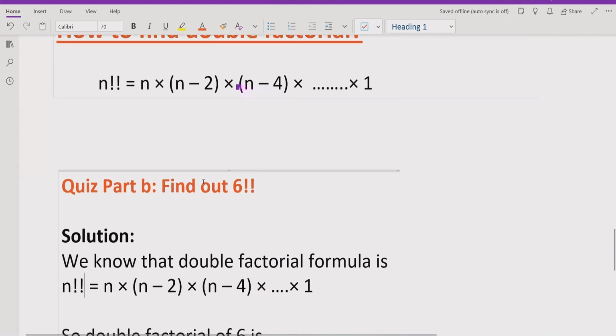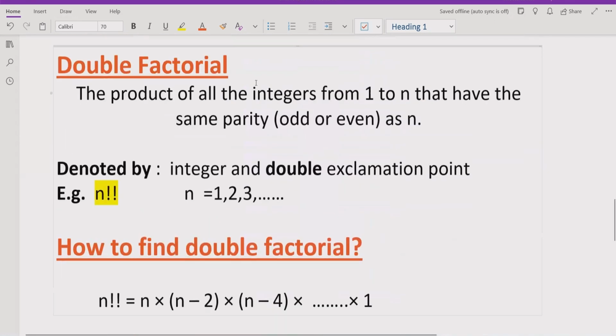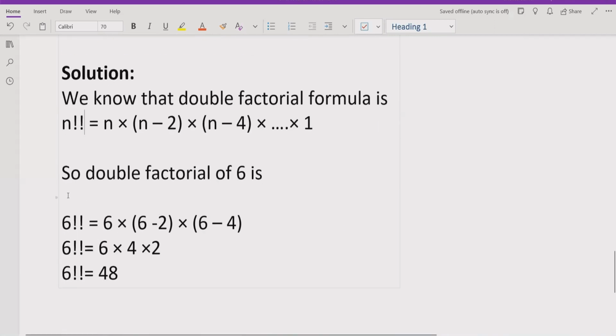Now, let's move towards part B. Part B says find the 6 double factorial. We know that for the double factorial we have to multiply the product of all integers that have the same parity, like n, n minus 2, n minus 4, and so on until 1. If we find the double factorial of 6, we have to multiply 6 by 6 minus 2 by 6 minus 4. And you can say directly 6 multiplied by 4 multiplied by 2.